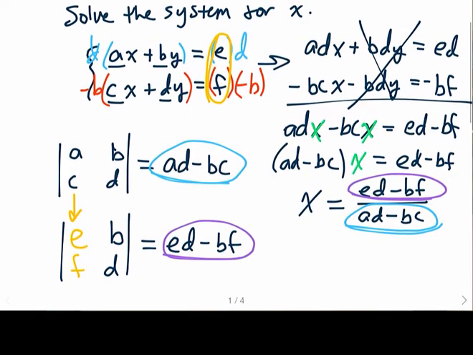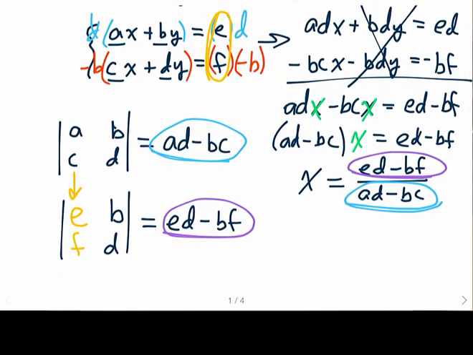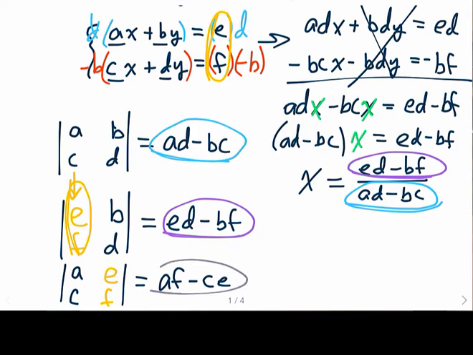Folks, we could solve for y using determinants as well. What we would do is, instead of replacing the x column like we did, we would replace the y column with e, f. The x column would remain a, c, and we'd have this new determinant af minus ce, and that is what would go in place of the numerator for y. This process is called Cramer's rule.